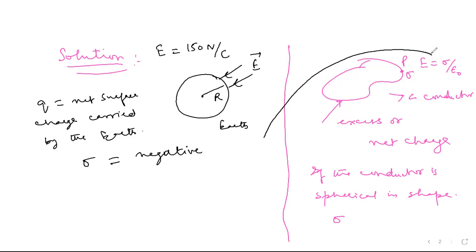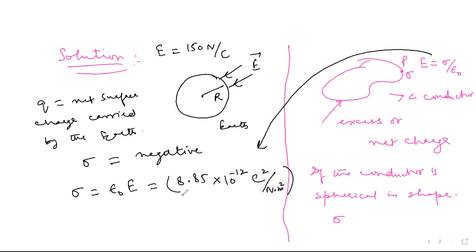So making use of this relation, we can find sigma. Sigma is epsilon naught times E. Epsilon naught is the permittivity of free space. Its value is 8.85 times 10 raised to the power minus 12 coulomb square per Newton meter square, times the value of E, which we take as negative. Negative would mean it is directed downward.